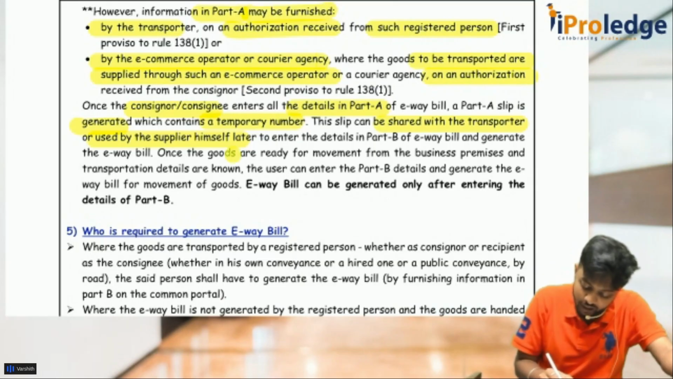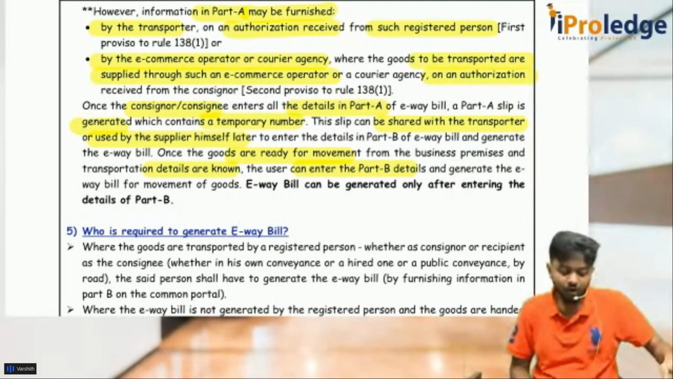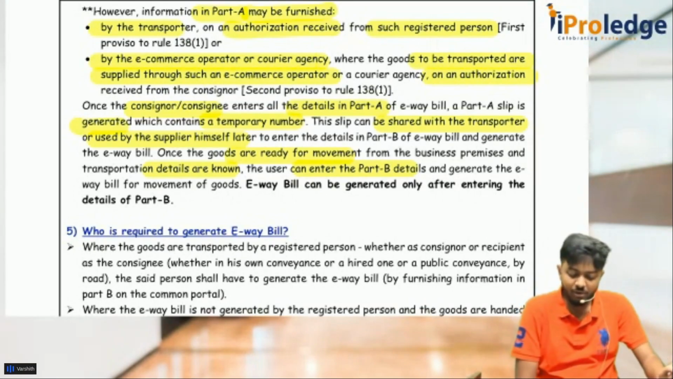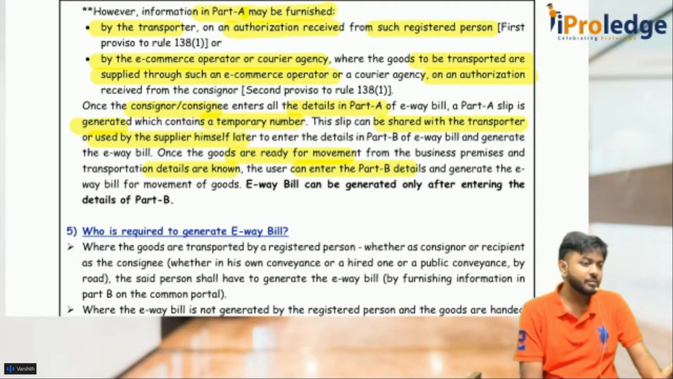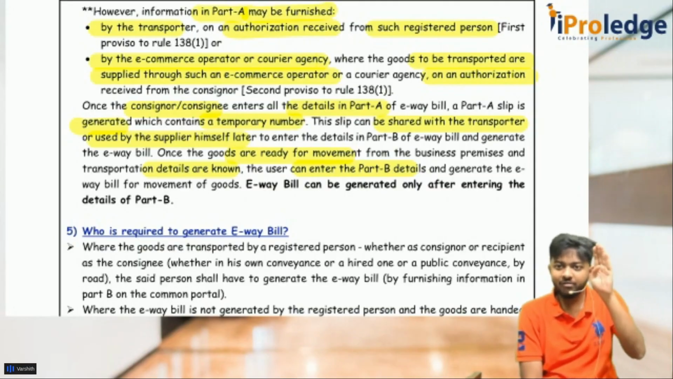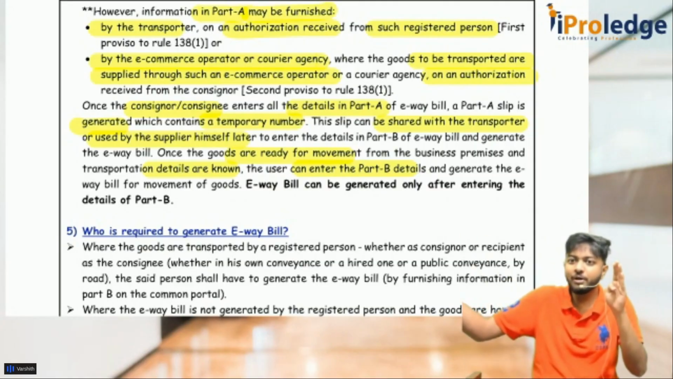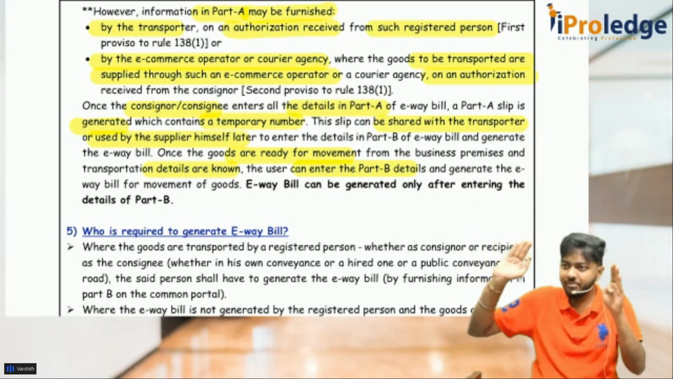Once the goods are ready for movement from the business premises and transportation details are known, the user can enter the part B details and generate the e-way bill for movement of goods. An e-way bill can be generated only after entering the details of part B. Understood? I enter part A. The moment I enter part A, one temporary number will come. Okay, I will wait for the transporter people to give me the registration number and other stuff.